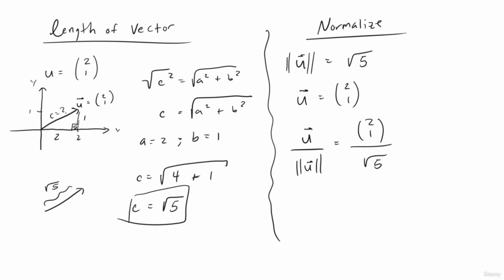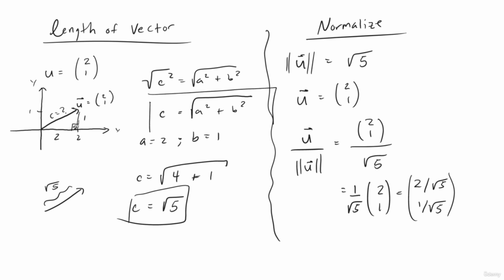And so, this is the same thing as 1 over the square root of 5 times (2, 1), which is also, if you distribute it through, the same thing as 2 over the square root of 5, 1 over the square root of 5. And if you were to take this vector and calculate its length, how we did over here, by plugging in a equals 2 over the square root of 5 and b equals 1 over the square root of 5 into this formula, you will see that the length of this vector is equal to 1. And so that is how you actually calculate the length of the vector.